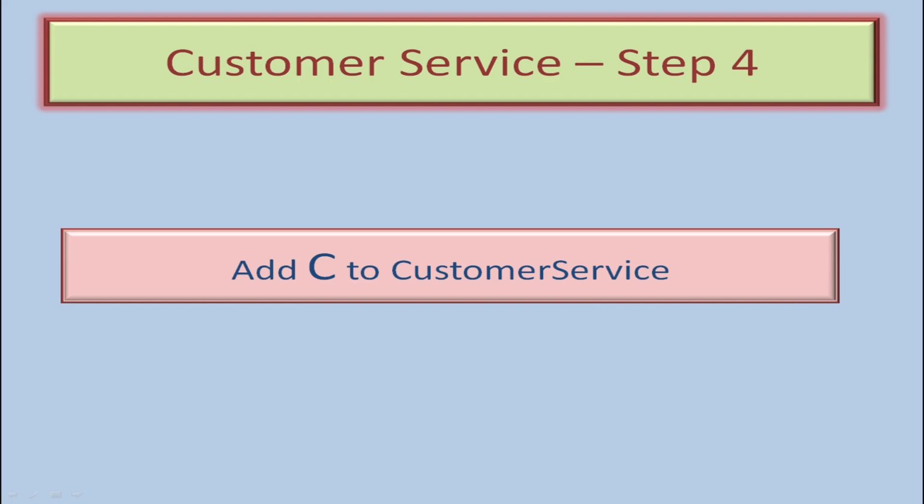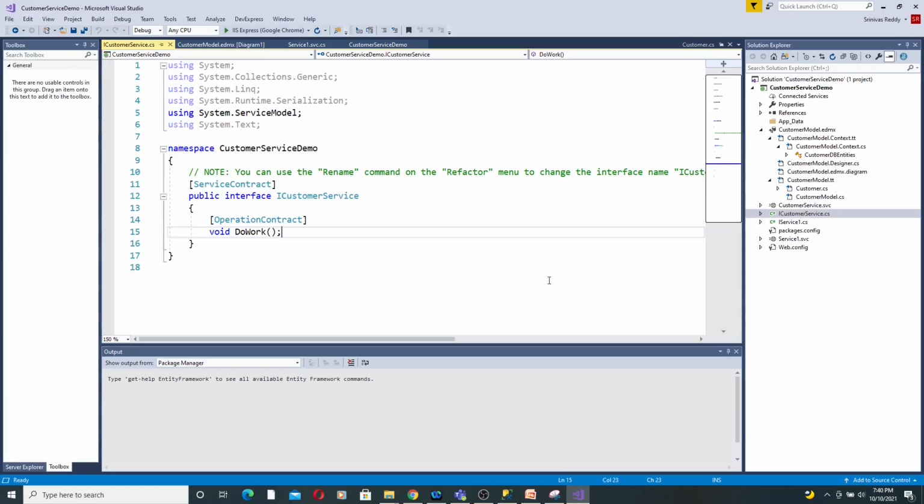Customer service step 4. Add C to customer service. Let's add create operation to customer service. For that, let's delete this DoWork operation and let's go with AddCustomer operation.